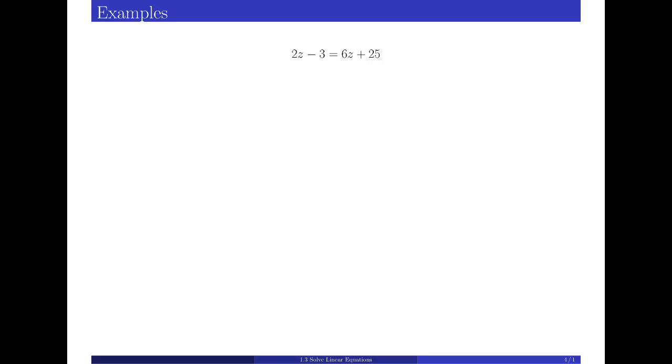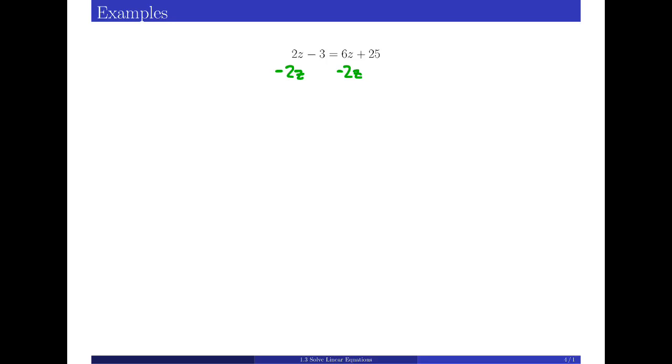Making things a little more complicated here. Now we have a z on both sides of the equation. So first we need to get all of those on one side. Whether you move them to the left or to the right doesn't make a difference as long as we are careful with the signs. Personally, I would rather move things over to the right because then that keeps my z term positive. So I'm going to subtract 2z from both sides.